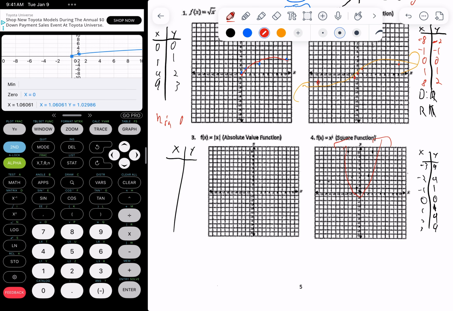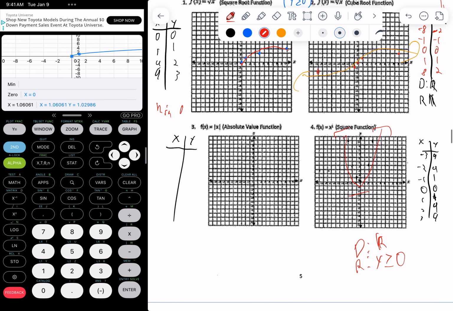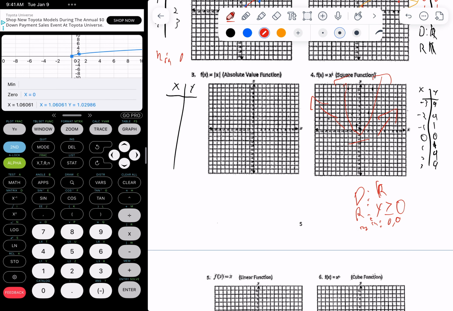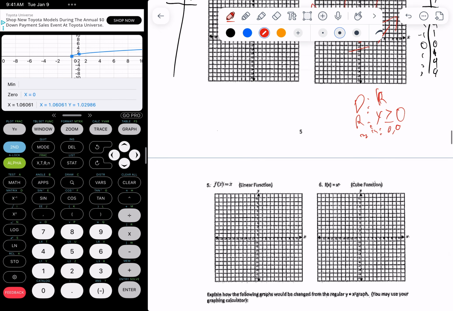Okay, the domain is all real numbers. The range is y is greater than or equal to 0 because it doesn't go below that. But the domain, because the x values will go left and right. Minimum is (0, 0), and there is no maximum. The x and y intercepts are (0, 0) because that's where they both meet. And there are no asymptotes.